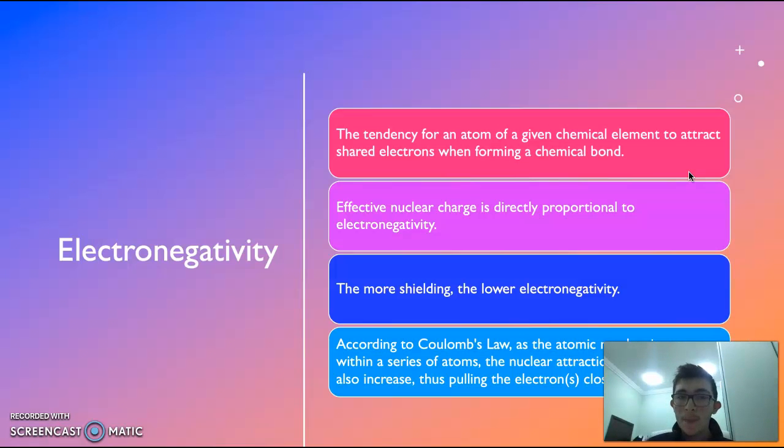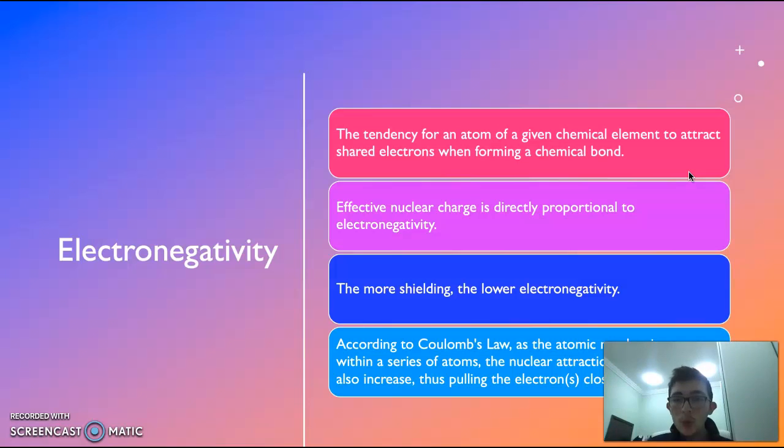H2O is a polar compound. Now, in terms of effective nuclear charge, it is directly proportional to electronegativity. The more nuclear charge, the higher the electronegativity is. Now, for electron shielding, the more shielding there is, the lower the electronegativity, so they're inversely proportional.